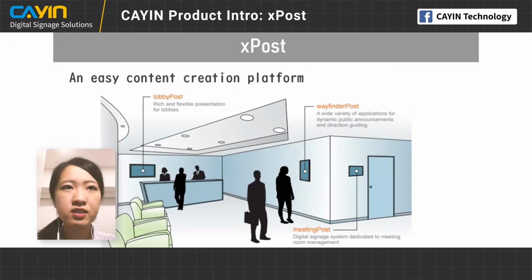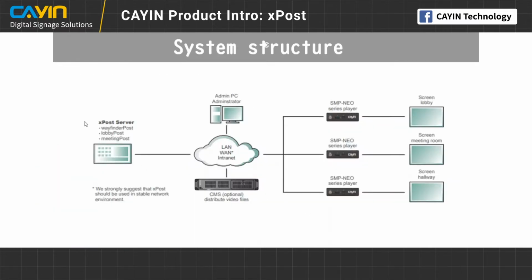Today I would like to introduce the software xPost to you. CAYIN's xPost is an easy content creation platform that can be integrated with our SMP and CMS solution. It contains 3 models: lobby post for displaying currency exchange, room price, weather, etc., wayFinder post to show the indication of room location, meeting post to integrate with your meeting room system and the display outside your room. Once the content has been created, it can be uploaded to the PC and delivered to the screen from SMP Neo Player series.